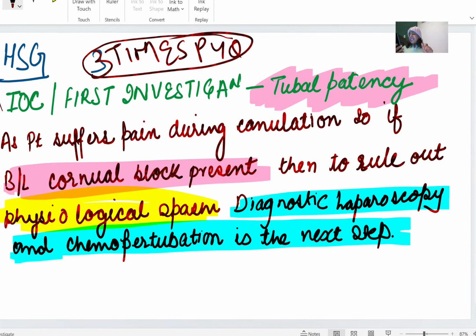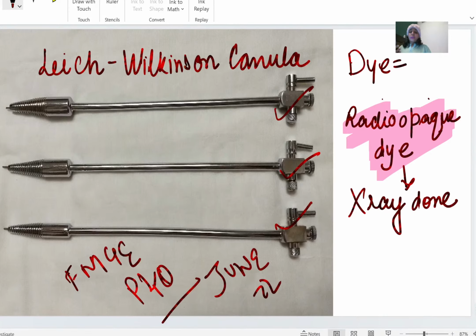The HSG is the first test or investigation of choice for tubal patency. If the patient has a bilateral cornual block, it does not necessarily mean it is a true bilateral cornual block. There are chances that the patient has gone into physiological spasm due to the pain. So the next step is diagnostic laparoscopy and chromopertubation.